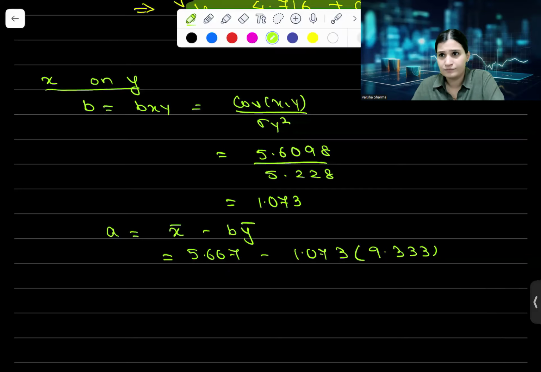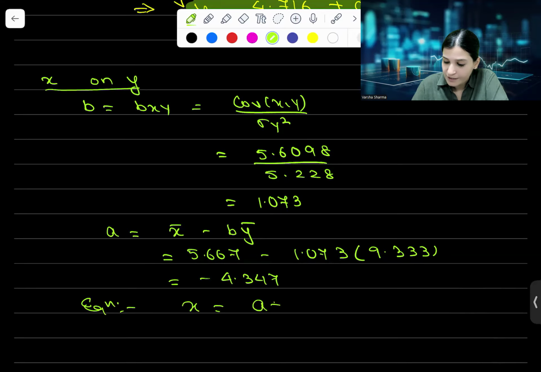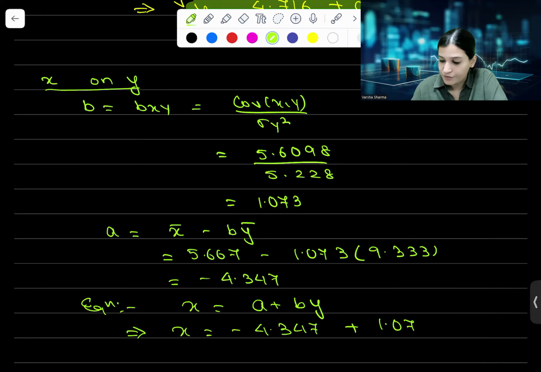Is it not negative? Yes, ma'am. Minus 4.347. So the equation will be x equal a plus by. So x is minus 4.347 plus 1.073 into y. Any doubt? No, ma'am. So this is one of the methods. Everybody clear? Yes, ma'am.